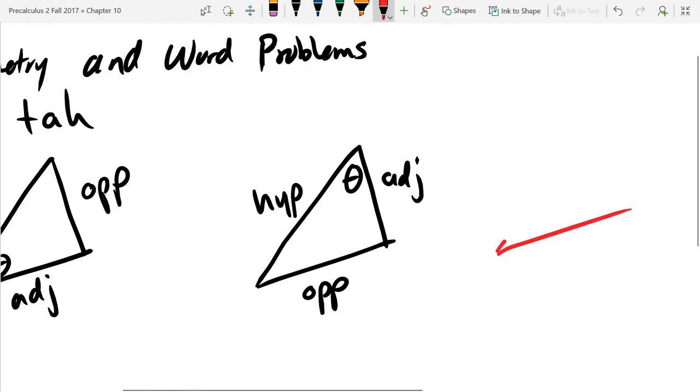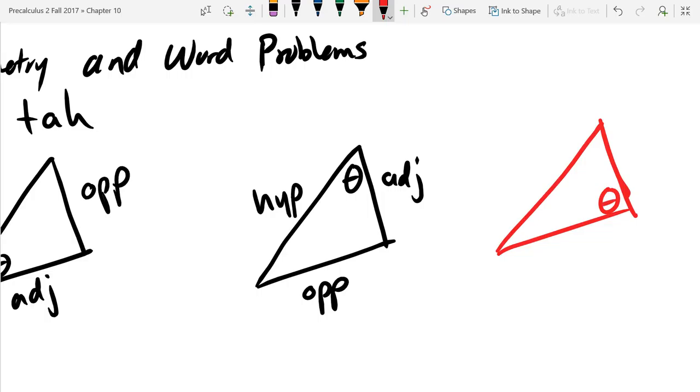I'll draw this triangle in red. Why would theta never appear down there? Yeah, that would be our 90 degree angle right there. So there should be 90 degrees or pi over 2, not labeled with theta. So do not line up your triangle like that.